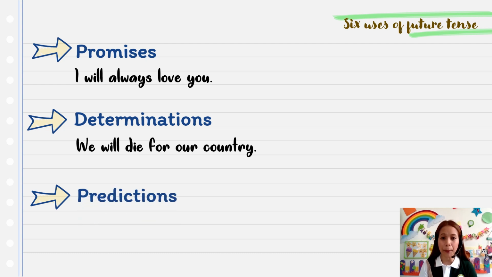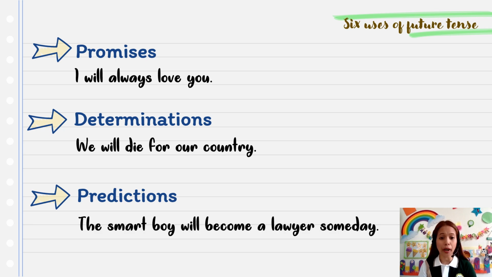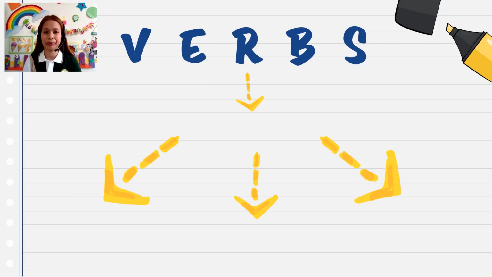Okay, the third one, predictions. Predictions, this is likely to happen in the future. We use future tense to make predictions. For example, the smart boy will become a lawyer someday. Okay, it's a prediction. Okay, it can happen or might not happen. It's just a prediction. All right.